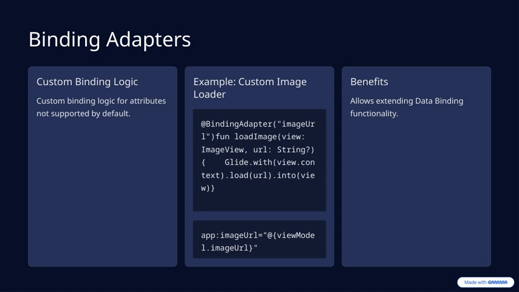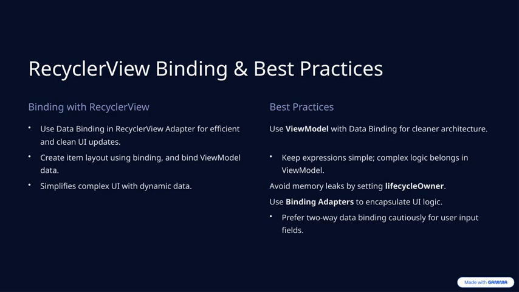Then, in your layout, you can simply write app:imageUrl equals @{viewModel.imageUrl}, and the adapter takes care of the rest. The main benefit of this approach is that it extends the functionality of data binding, making your code cleaner and more declarative. It allows you to handle complex or unsupported attributes seamlessly, which can really streamline your UI code and improve maintainability. So, overall, binding adapters give you the flexibility to customize how data is bound to views, helping you create more dynamic and responsive interfaces.